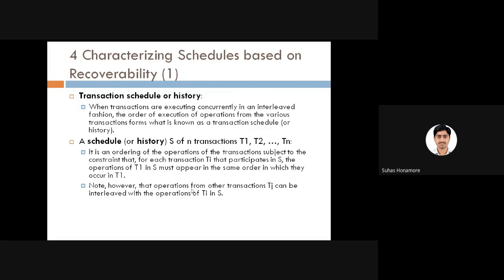However, operations from the other transactions Tj can be interleaved with the operations of Ti. So whatever we discussed, the same thing: some other transactions' operations may be interleaved in schedule S with Ti, but the order should be the same.